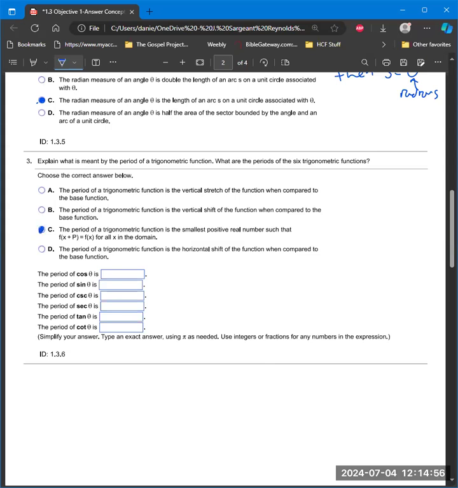And most of the periods here will be 2 pi radians. So cosine has a period of 2 pi. Sine has a period of 2 pi. Cosecant, which is the reciprocal of sine, has a period of 2 pi. Secant, which is the reciprocal of cosine, has a period of 2 pi. Tangent and cotangent, though, because they're related to the slope of a line, are going to be only pi radians because there's pi radians in a line. So those two are different.